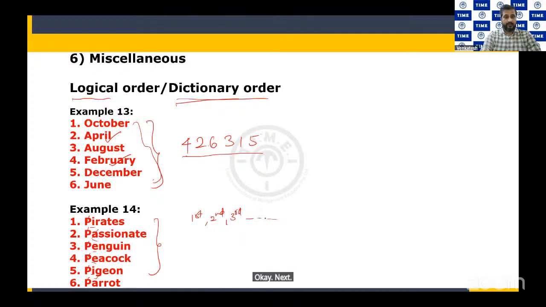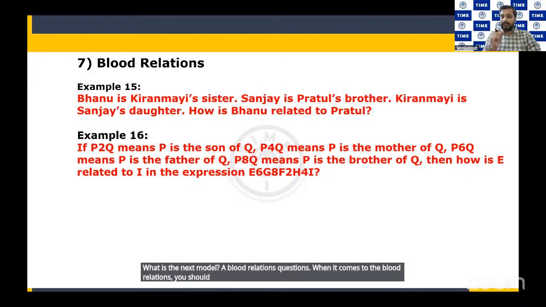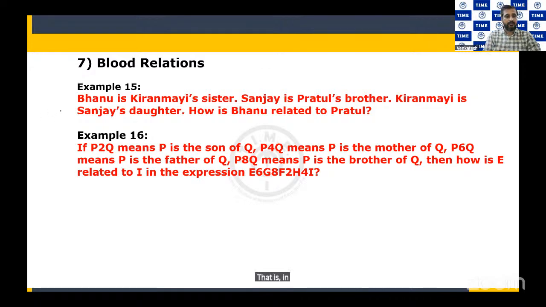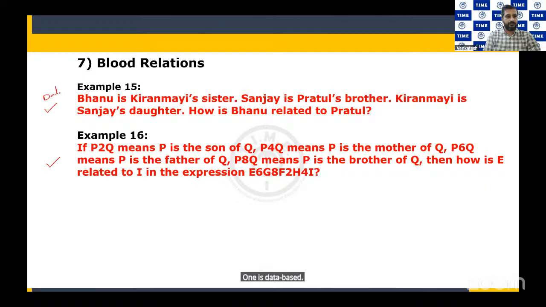Next. What is the next model? Blood relations questions. When it comes to blood relations, you should know the simple techniques. First of all, you will have two kinds of questions: one is data based, one is symbols based. These two questions they will regularly give you in the exam.